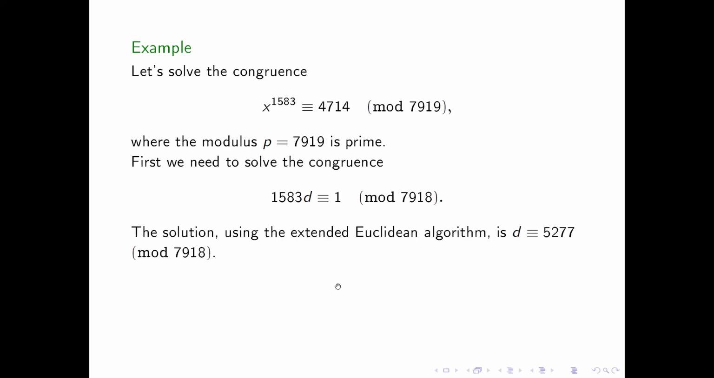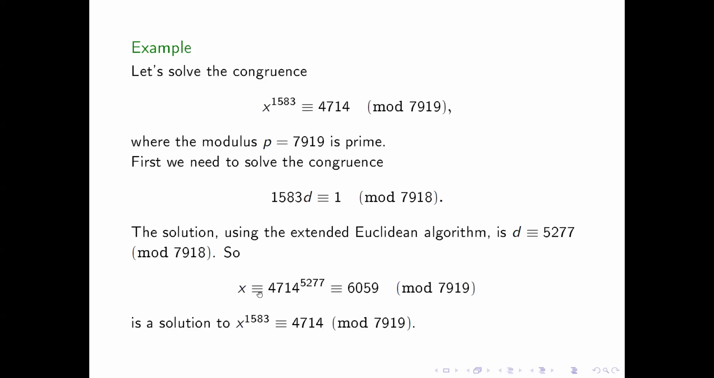We can solve this with the extended Euclidean algorithm. Boom, we get 5277. So all I have now is x is congruent to 4714 to the 5277, which is equal to 6059. So one of my solutions is that x is 6059. We found a solution, but that meant I had to do a bunch of extended Euclidean algorithm. Actually, the extended Euclidean algorithm is not that painful, so this was pretty easy.